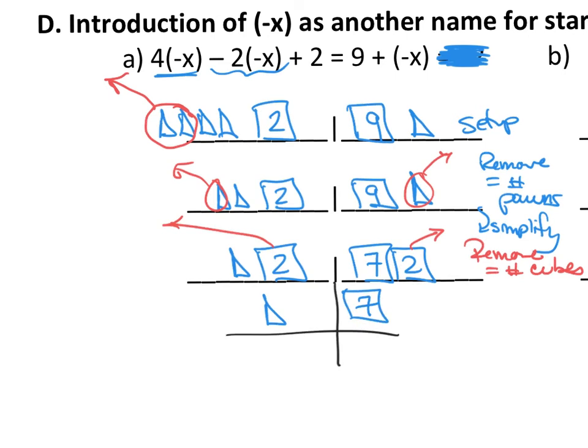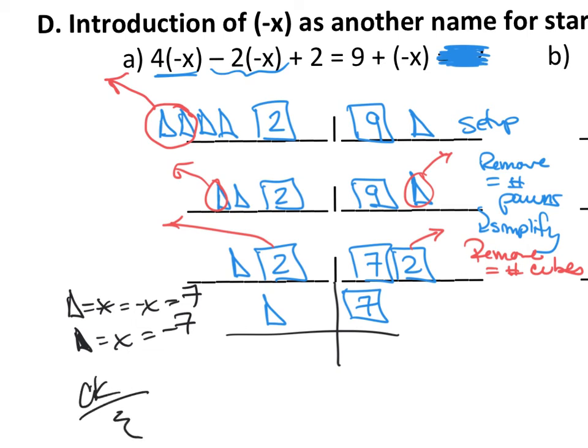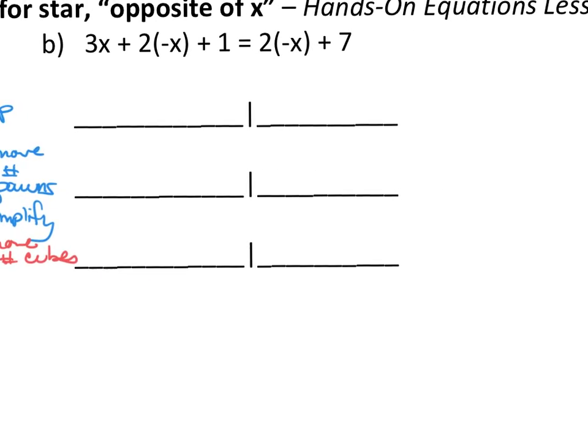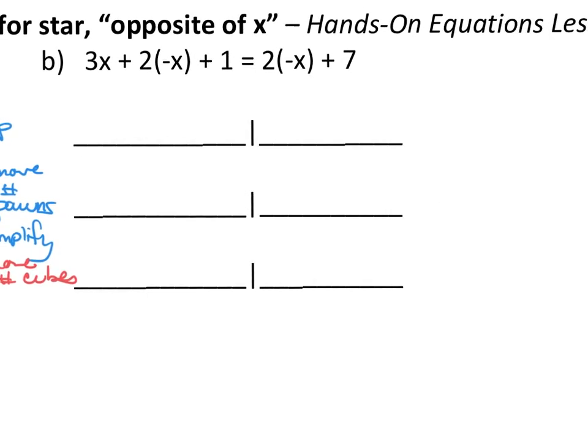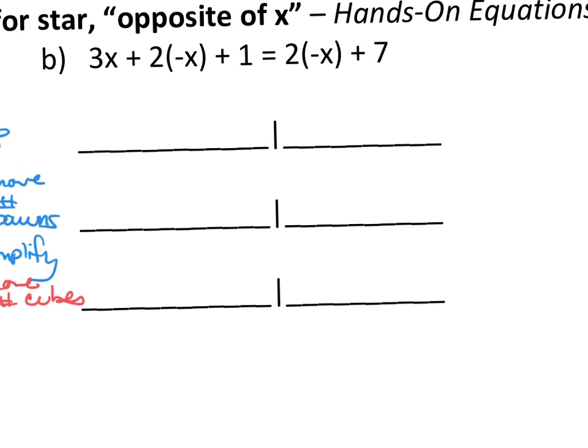That's telling us that white pawn is star, which is opposite x, and that is 7. And then blue pawn, which is x, which is the opposite of that, is negative 7. And at this point, don't forget to do your check. I'm going to let you do that on your own. For b, go ahead and try b on your own, hit pause, and then come back and hear the solution.